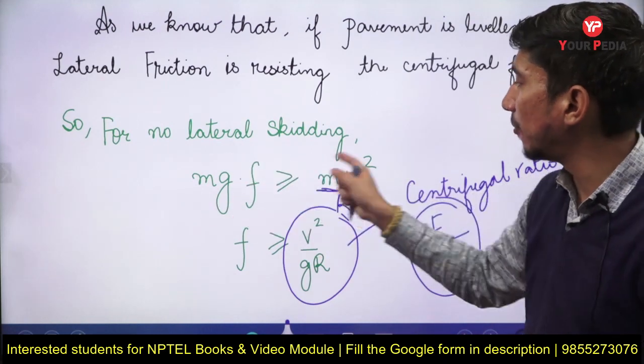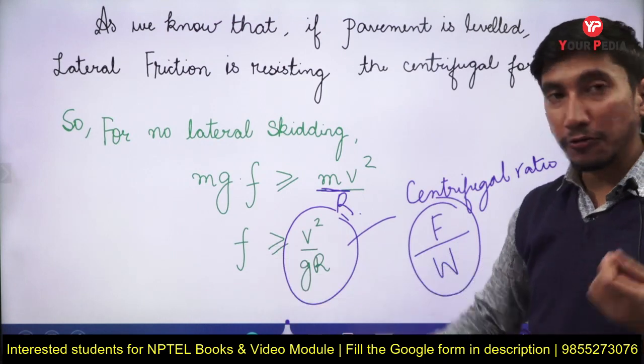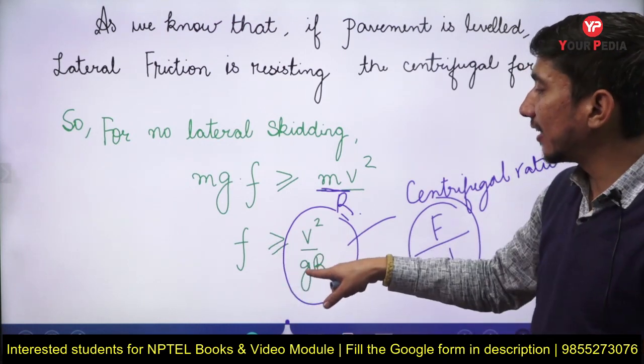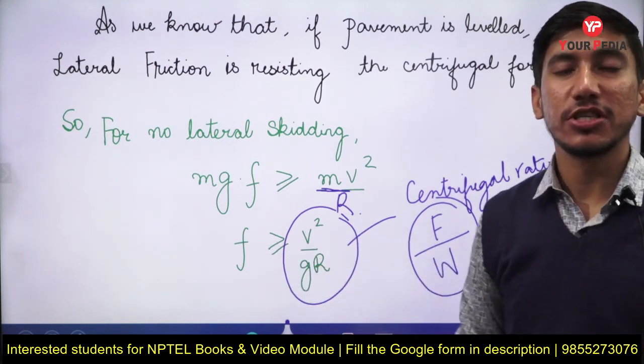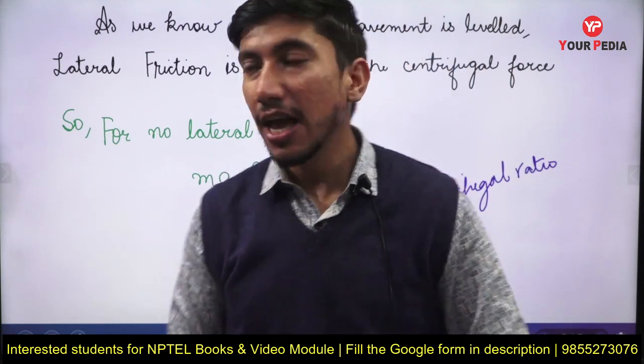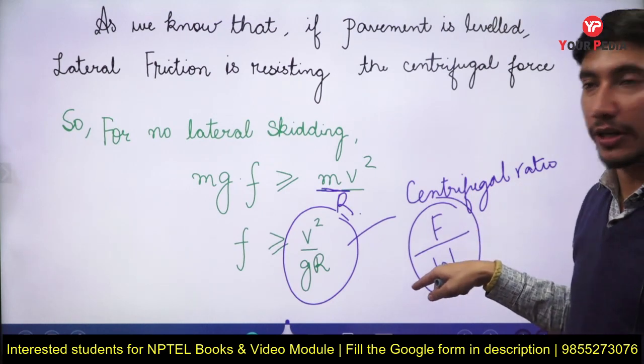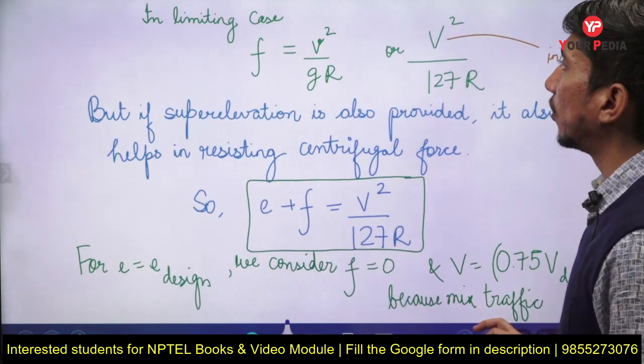Now if I cancel m from both sides, for no lateral skidding, my coefficient of lateral friction f should be greater than or equal to v square upon gR. This v square upon gR is also called the centrifugal ratio. It is the ratio of centrifugal force to the weight of the body. Okay, now coming to the next case.